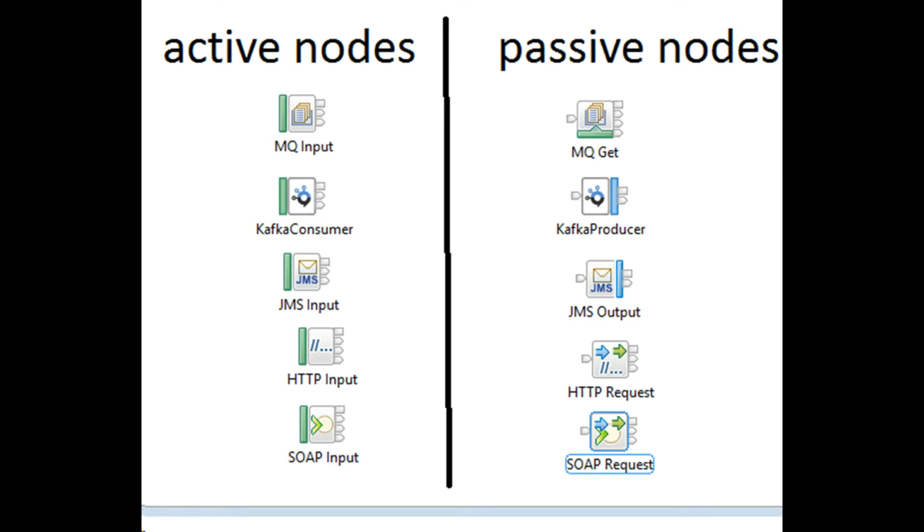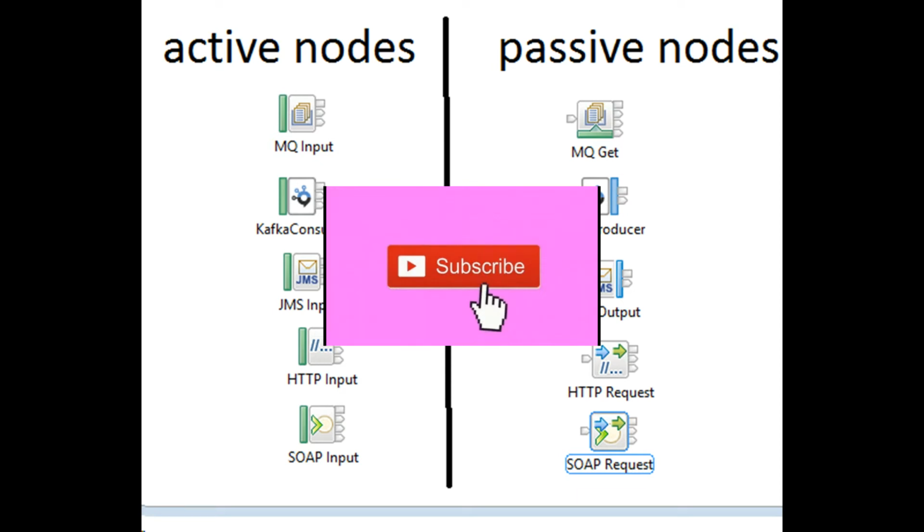There are two kinds of nodes in IIB. Nodes that have a thread associated with them, I call them active nodes. You can increase the thread count for them using additional instances. Other kinds of nodes without any threads associated with them are called passive nodes. My recommendation is to use only one active node per flow. Without going into too much detail, it keeps the design simple.